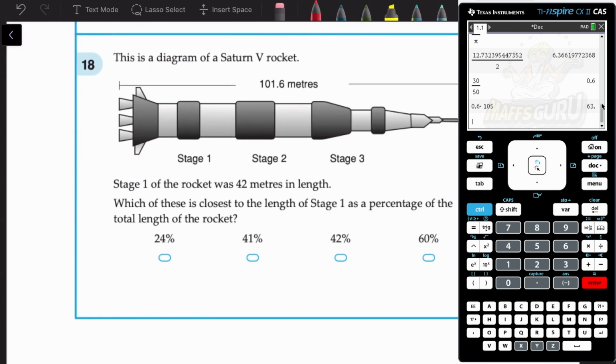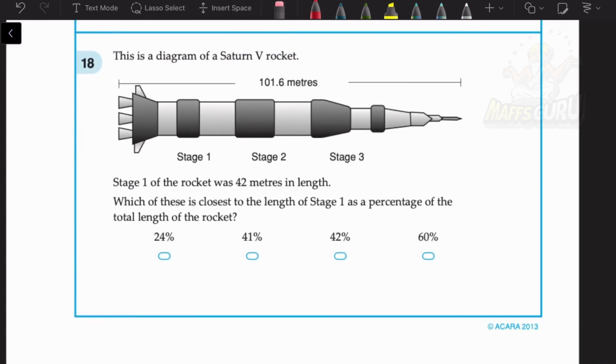All right, this diagram here is a Saturn V rocket. Stage one of the rocket was 42 meters in length. Which of these is closest to the length of stage one as a percentage of the total length of the rocket? So basically we've got 42 for stage one divided by 101.6, and if I want to turn that into a percentage, I times by 100.